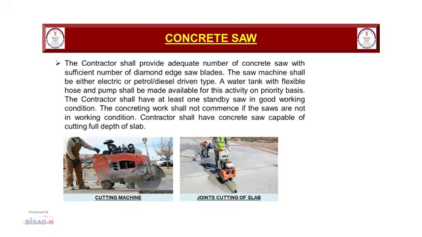Concrete saw. The contractor shall provide an adequate number of concrete saws with a sufficient number of diamond edge saw blades. The saw machine shall be either electric, petrol or diesel driven type. A water tank with flexible hose and pump shall be made available for this activity on priority basis. The contractor shall have at least one standby saw in good working condition. The concreting work shall not commence if the saws are not in working condition. The contractor shall have concrete saws capable of cutting the full depth of the slab. Photograph showing the cutting machines and joint cutting of the slab.